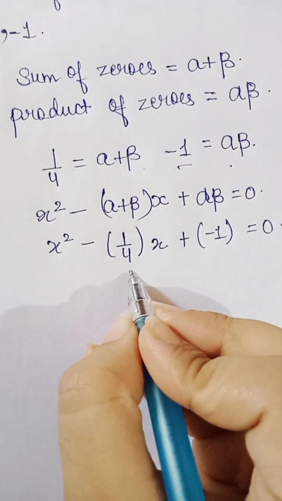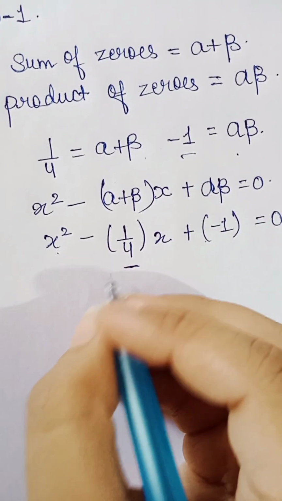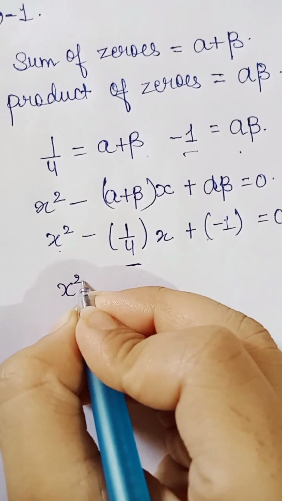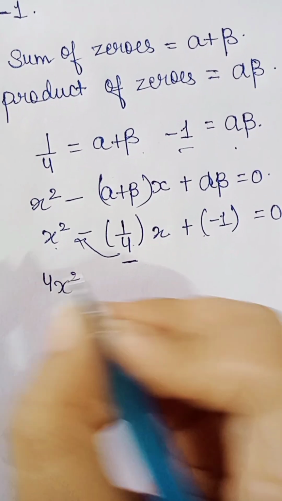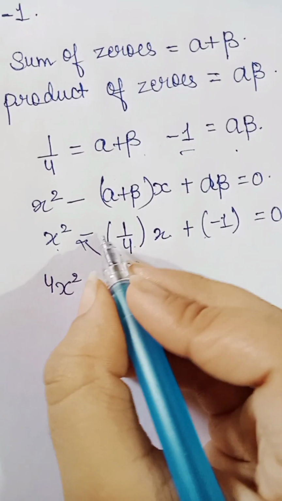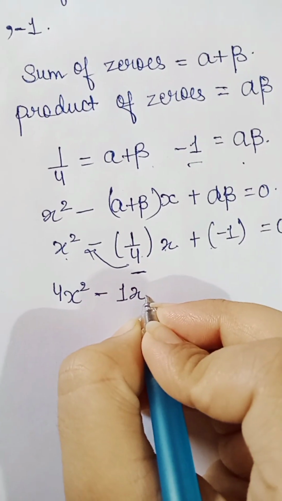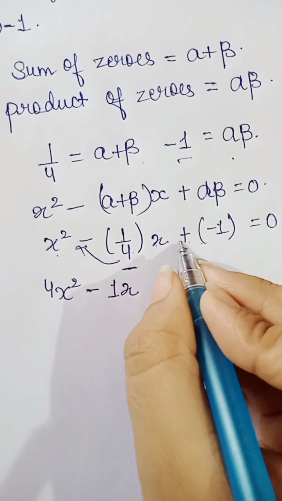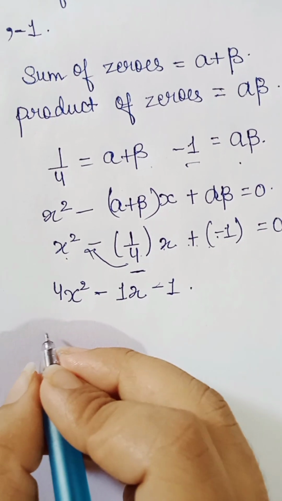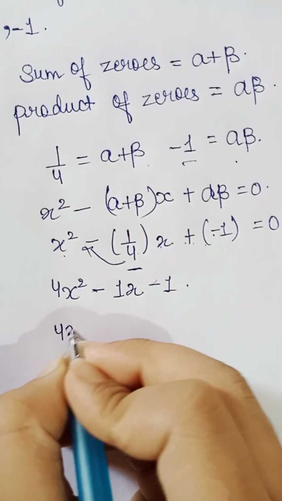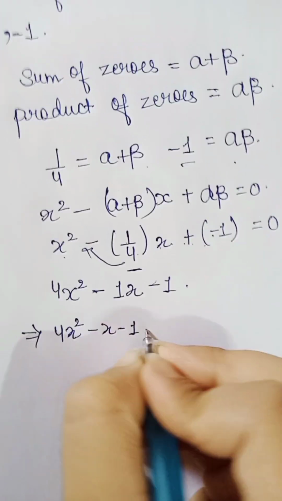Now we will multiply this 4 by x square and minus 1. So what will be the output? If we multiply this 4 with x square, it will be 4x square. Now minus, what is remaining here? Only 1 into x, so it can be written as minus 1x. And here plus minus is minus, so we write minus 1. So the quadratic polynomial that is required is 4x square minus x minus 1.